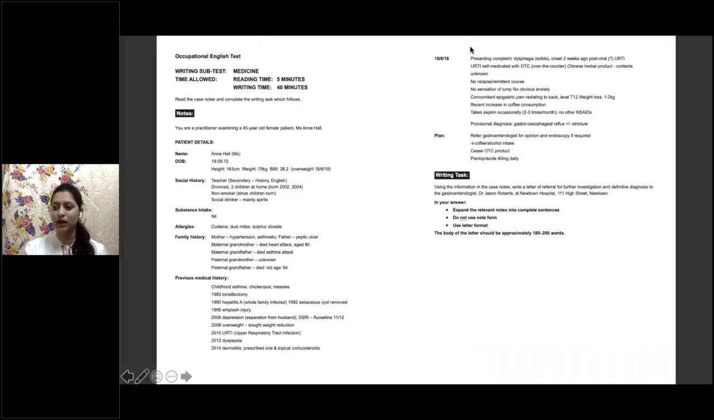So this is how your writing test will look. This is how a model paper would look. You will have the notes, and very structured notes, actually. It's very easy to follow. And then you will have the question. So this is the question, and they will tell you what to do in the task.